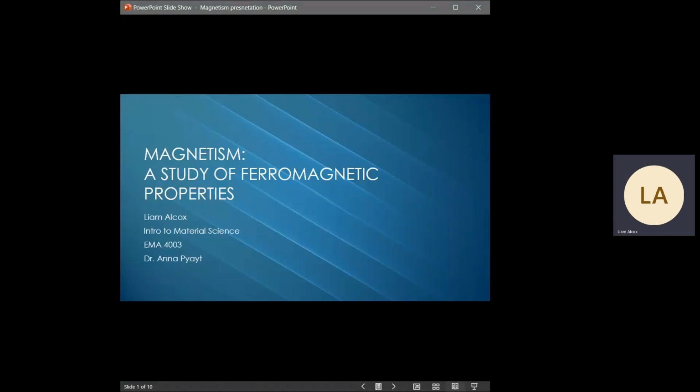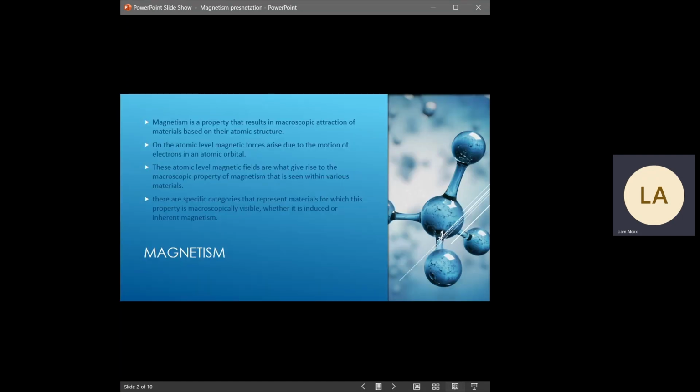Hello, my name is Liam Alcox, and my project is on magnetism, specifically the study of ferromagnetic properties. Magnetism is a property that results in macroscopic attraction of materials based on their atomic structure. Magnetic fields are produced by the motion of a charge in space.